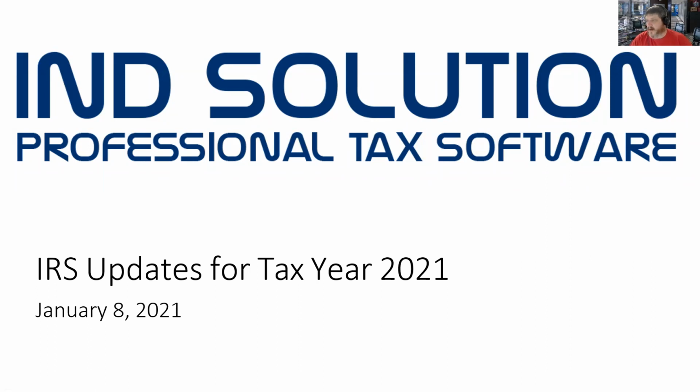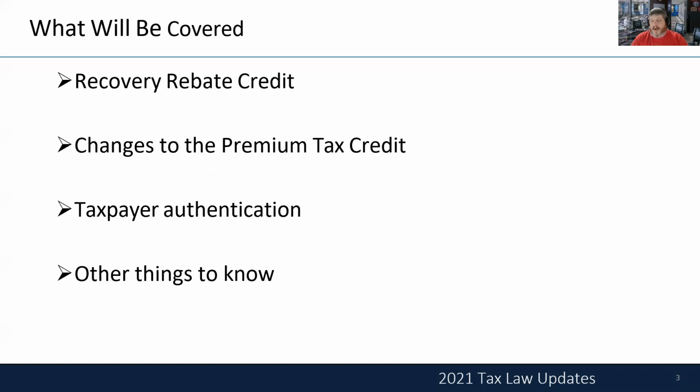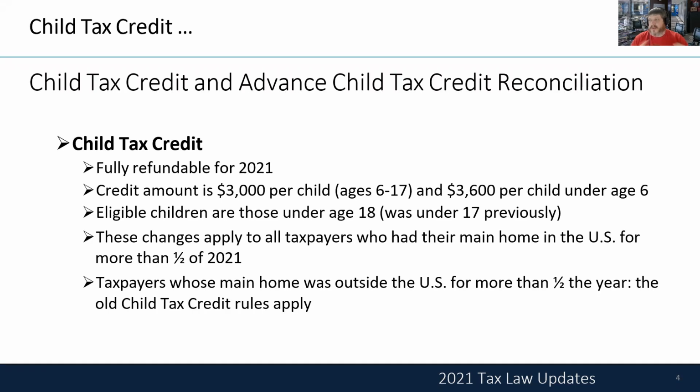All right, so here we go with tax law updates. We're going to cover quite a bit today. We're going to start with child tax credit and the advanced child tax credit reconciliation. We're going to talk about the child and dependent care credit, a couple of changes to the earned income credit, the recovery rebate credit, taxpayer authentication, and other things to know. So, starting with the child tax credit and advanced child tax credit.